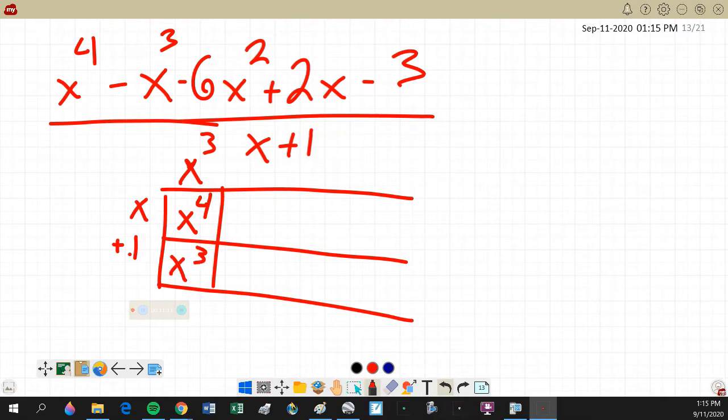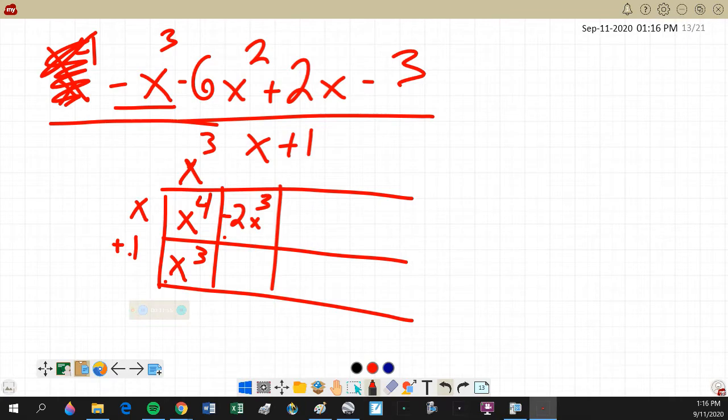Did I use them all? No. I'm done with this one. So now I move on to the next one. I add a column. This and this have to add up to be negative 1. How many do I need? Negative 2, x to the 3rd. Does everybody follow? Where'd you get lost?